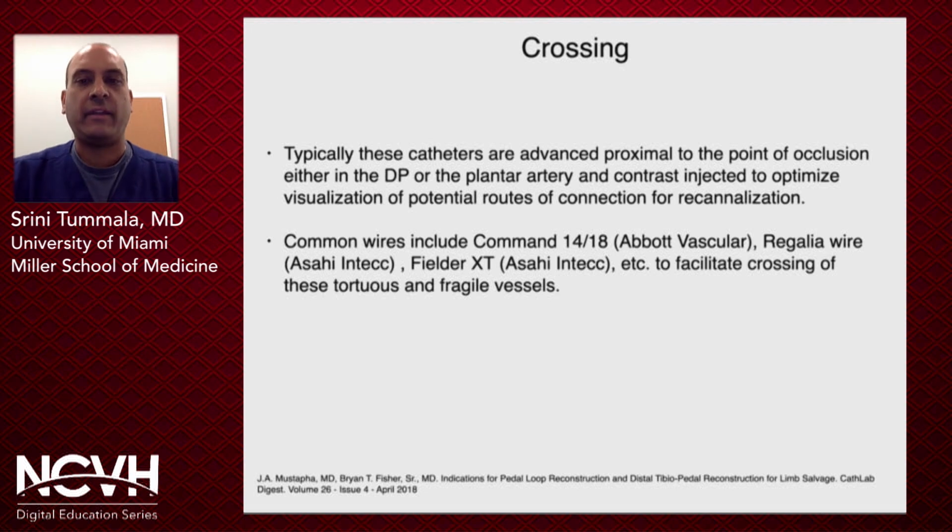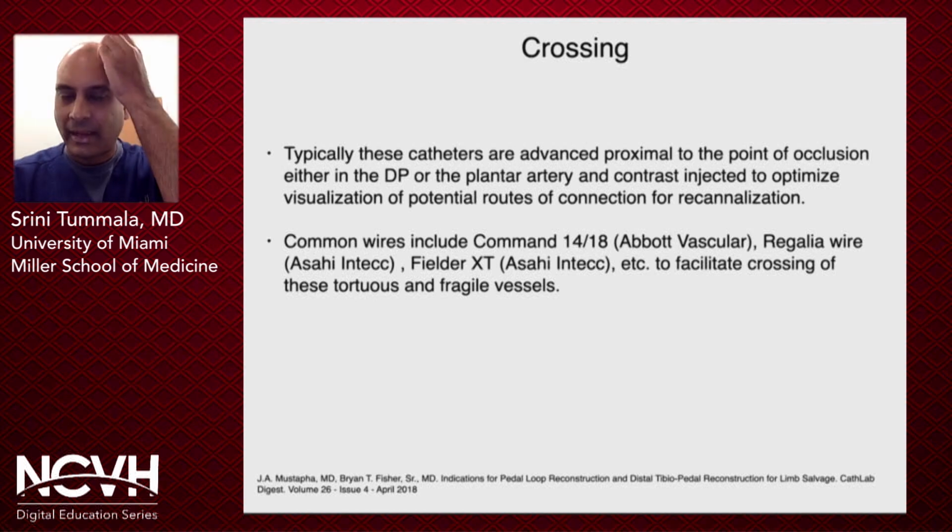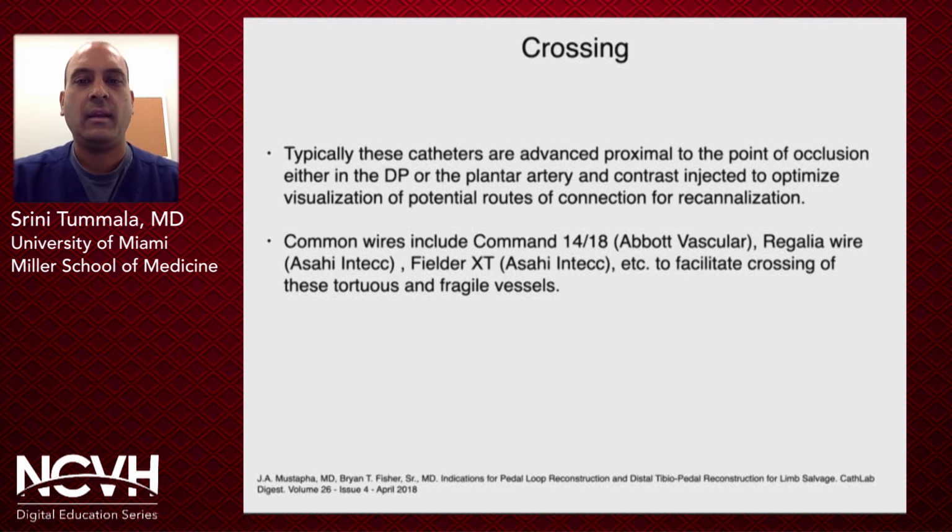Typically, these catheters are advanced proximal to the point of occlusion, either in the DP or the plantar artery, and contrast is injected to really optimize visualization of the potential routes of connection for recanalization. A lot of the common wires I like to use include the Command 14 or 18, a Regalia wire, Fielder XTs, some people like Pilot 200s, whatever wire you are comfortable with to really help you facilitate crossing of these tortuous and really fragile vessels. And so that's how you have to think about it when you're choosing your guide wires.